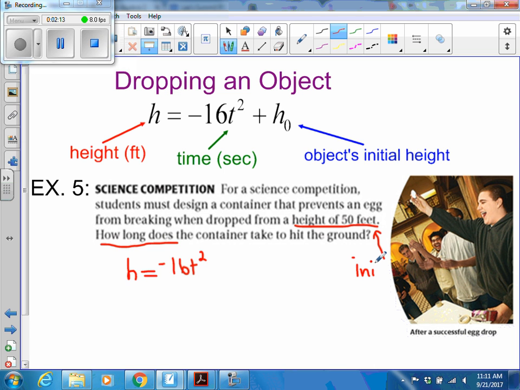Okay. So where the h naught is, that's where we're going to put the 50. So we do plus 50.